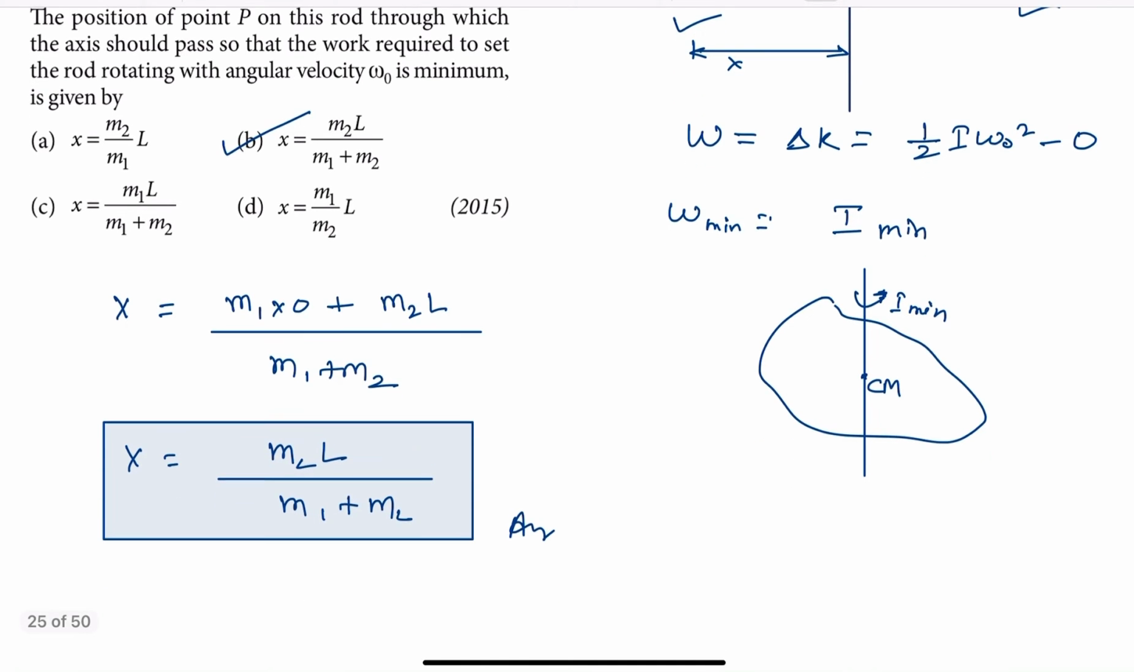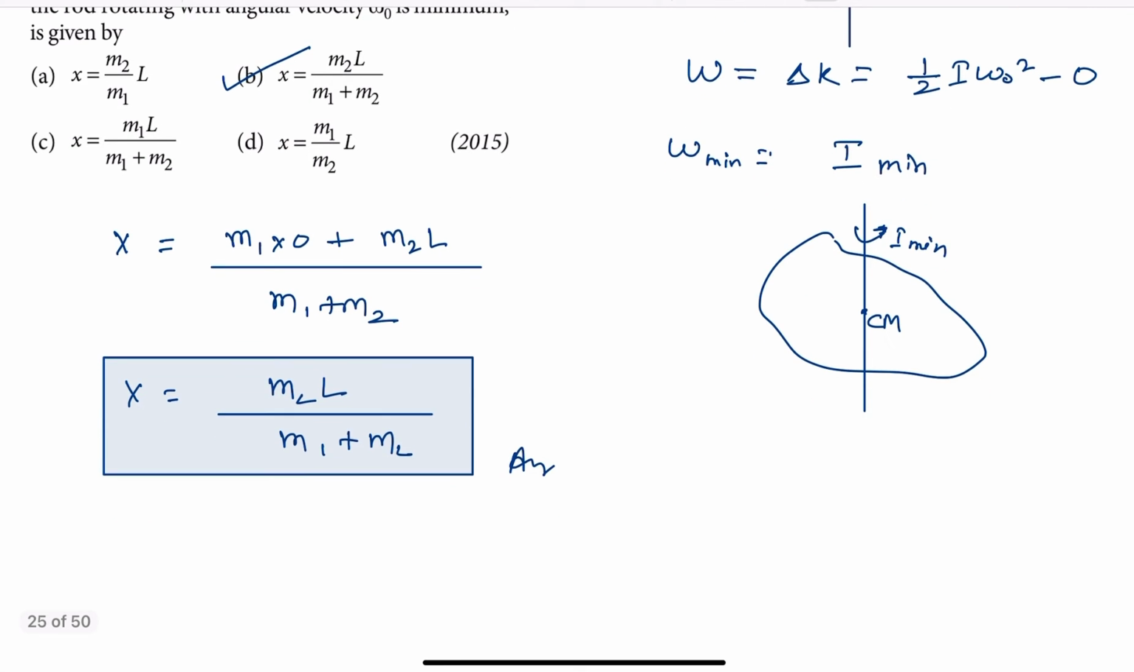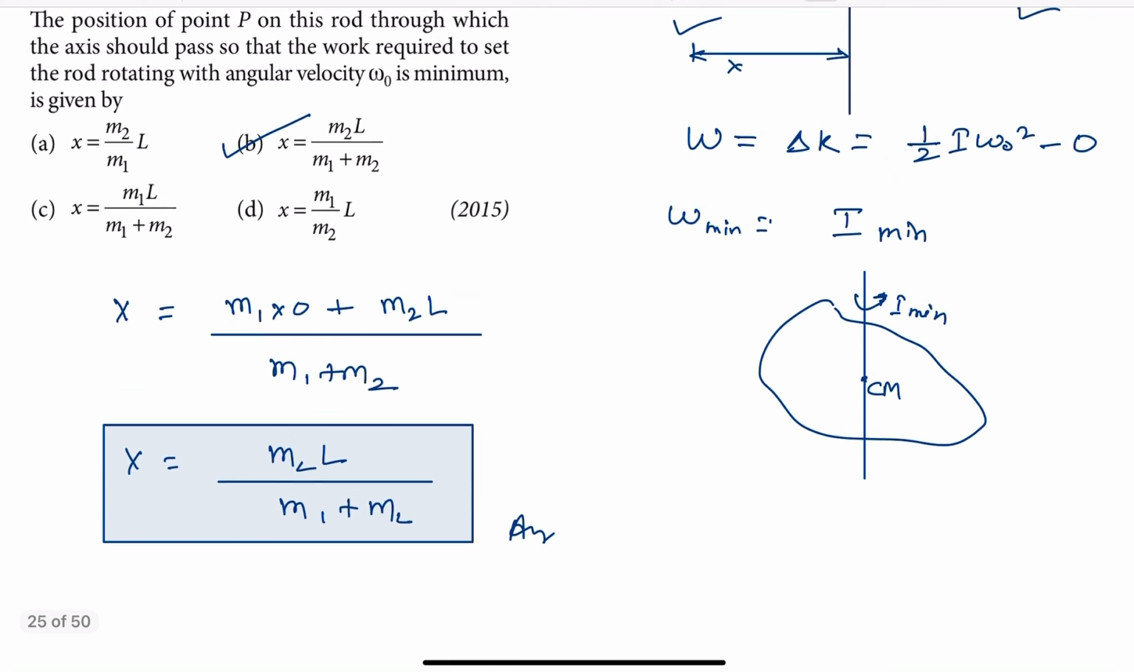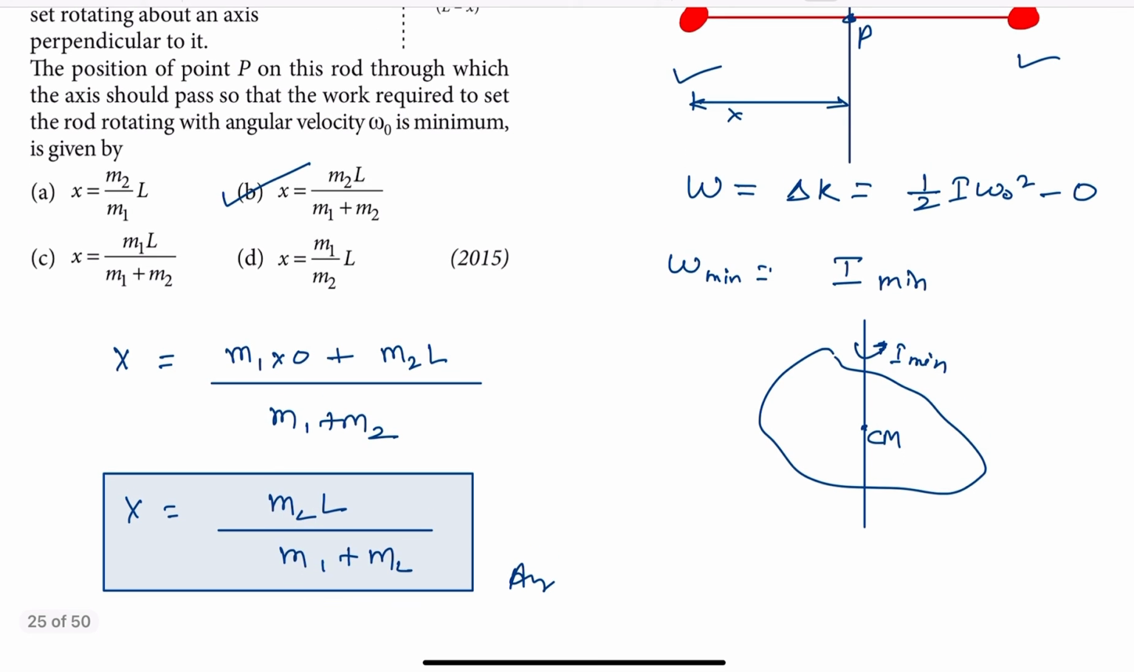There is another approach to this question where we will differentiate this work done, half I into omega naught square, and then equate it with 0 and we will get the same relation for x. So to avoid long differentiation and maxima minima scenario, we can use the fact that the minimum moment of inertia will be through the center of mass.